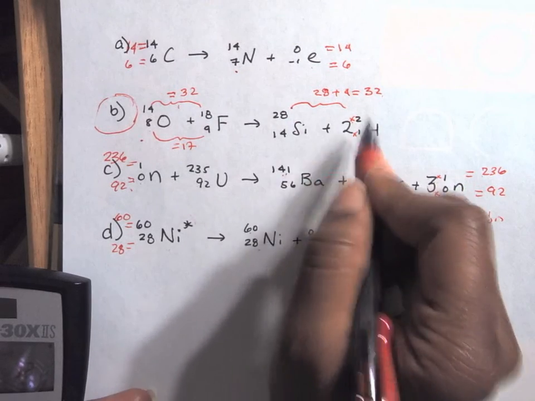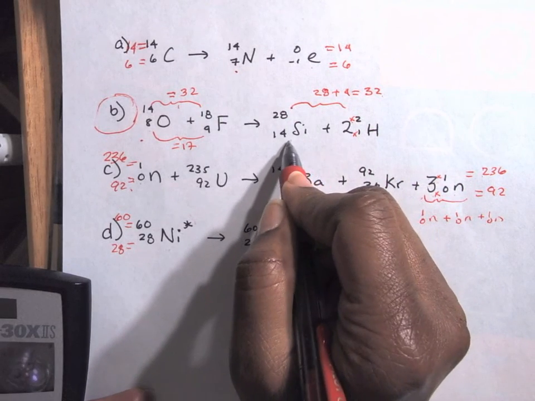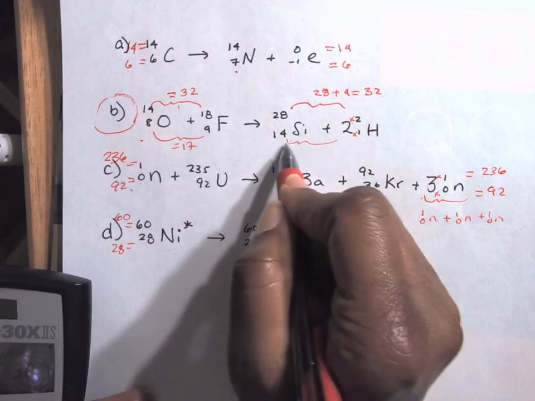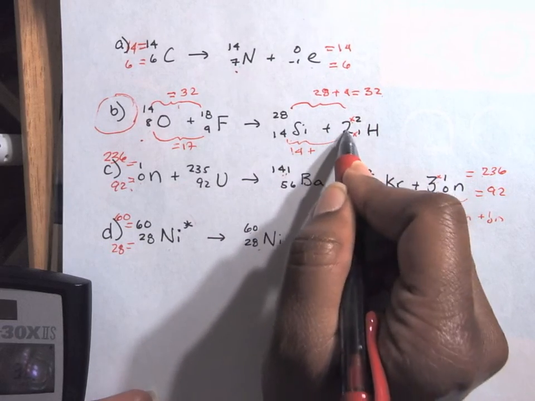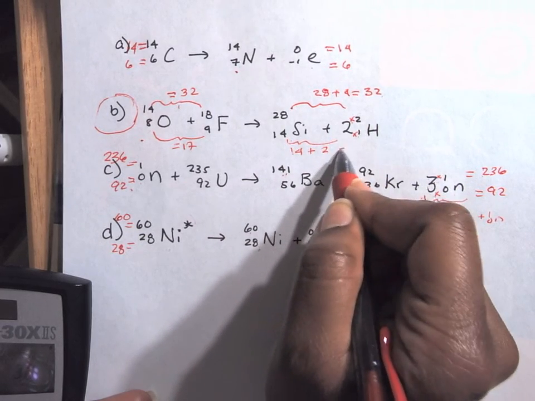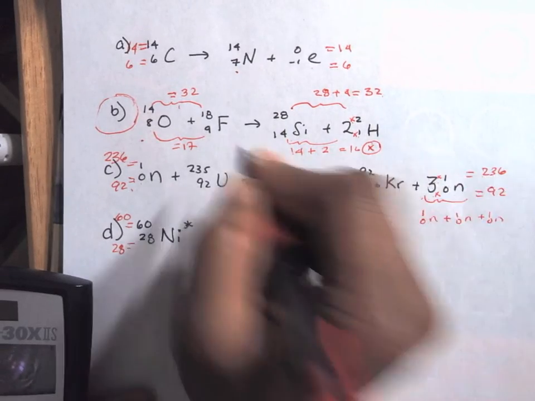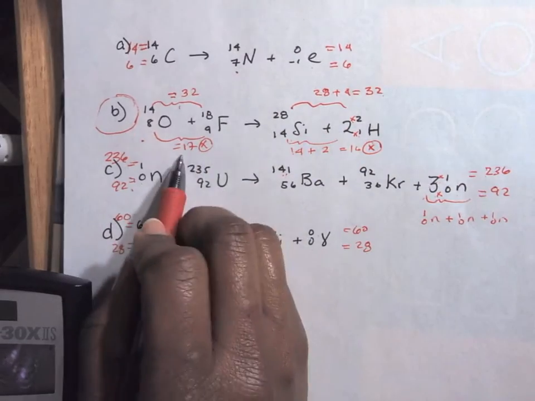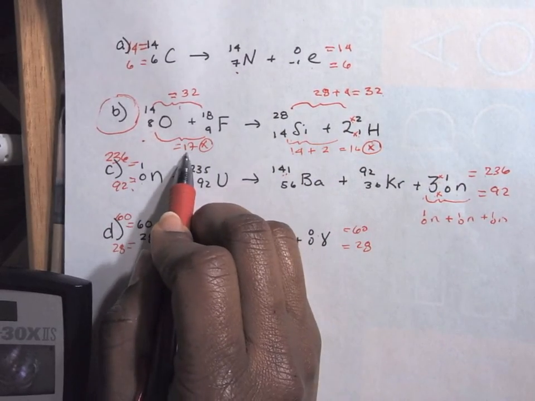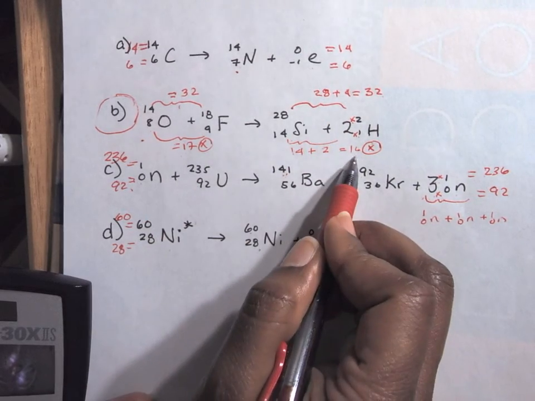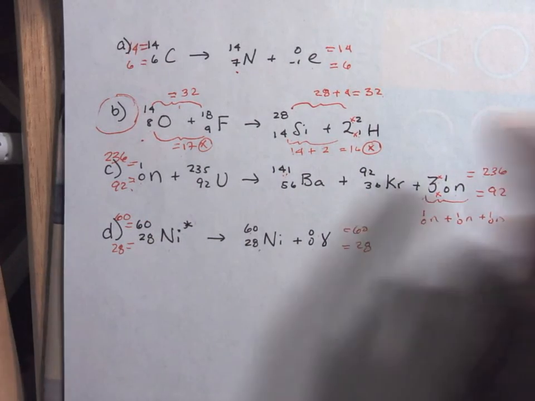Now let's do the atomic numbers. We have 14 plus 2 times 1, which is just 2, and that gives you 16. So that's where we're messed up there. The atomic numbers are not the same. You have 17 on the reactant side and 16 on the product side. So that explains why this one's not balanced.